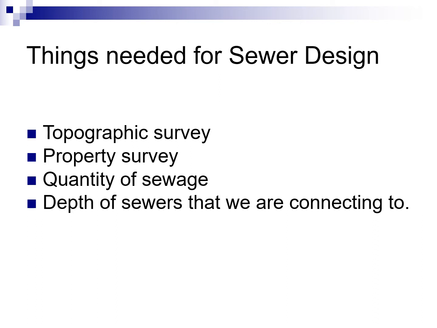So what do we need for sewer design? We need several things. The first thing that I have on my list is a topographic survey. A topographic survey is a survey that includes elevations. And there is that old saying that sewage only runs downhill. So we have to know which way stuff is running so that we can make sure we design our system properly. In addition to the topographic survey, we also need property surveys in the areas that we are dealing with.